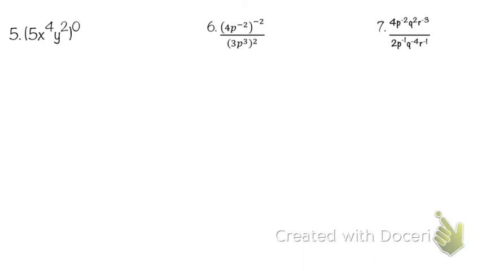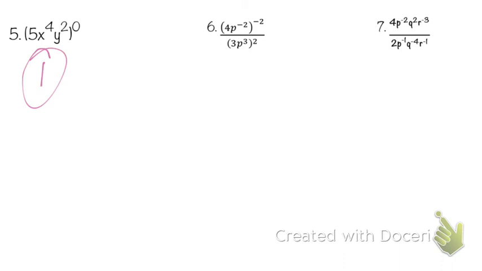All right. Let's look at number 5. 5x to the 4th, y squared, all being raised to the power of 0. Jack, what do you get? 1. Nailed it. Those are my favorite problems. Does it make sense why that's my favorite rule now? Yeah, because it's just 1. There is no work. We're done. That's awesome.